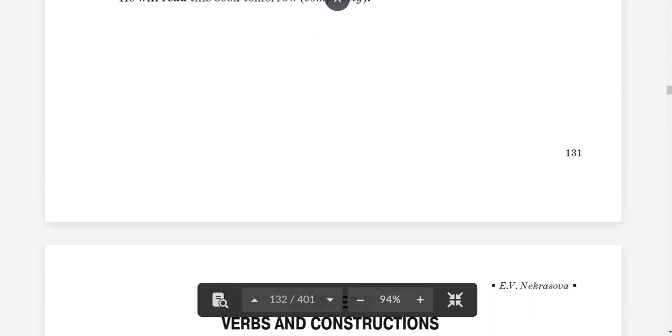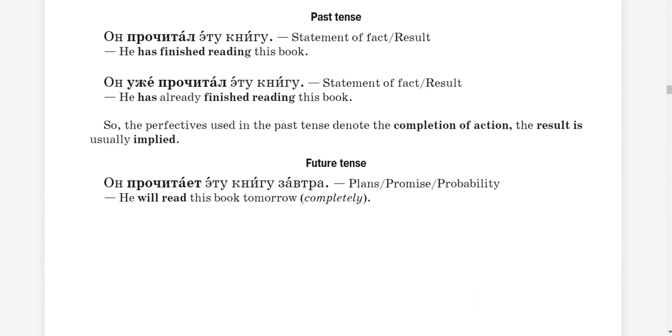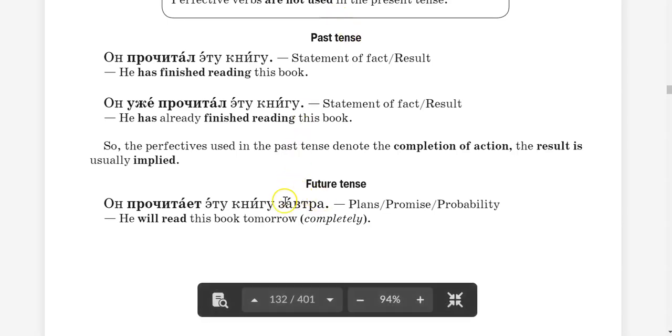So I hope this video was useful for you. Again, remember to use imperfective when you are talking about the process of doing something, and use perfective when you're talking about a finished result or probability or planning to do something definitely in the future. So for that reason we would have завтра here, and the perfective verb would be conjugated normally as in the present tense, only with the prefix which they usually have.